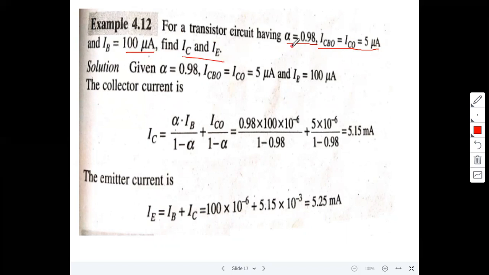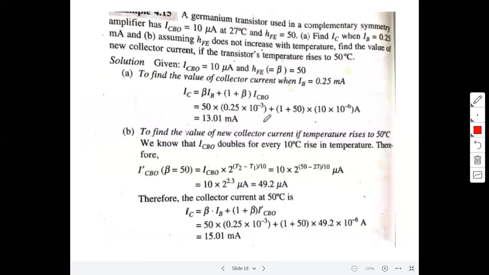Okay, given one current gain alpha, one current IB and the reverse leakage current. Then by using this expression, IC is equal to alpha times IB by 1 minus alpha plus ICBO by 1 minus alpha, that is equal to 5.15 milliamperes. Now the emitter current IE is equal to IB plus IC, that is equal to 5.25 milliamperes.